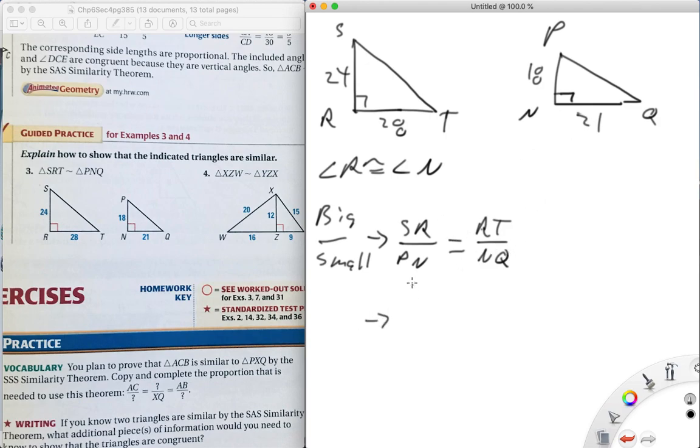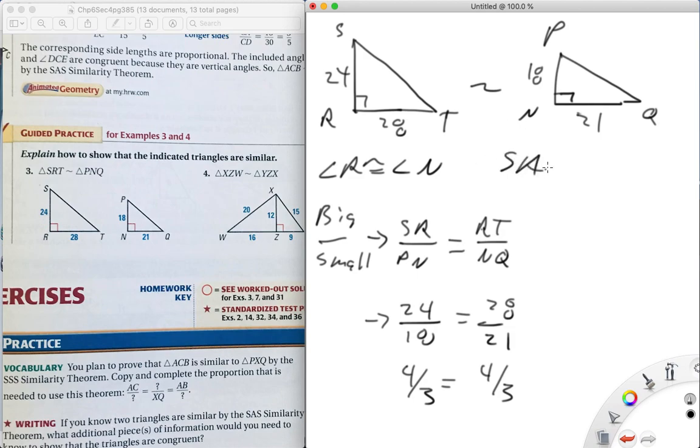And that gives me 24 to 18. And that gives me 28 to 21. And these should be the same. So this is 1 1/3, so 4/3. And this should be 4/3 too. And it is indeed 4/3. So they are the same. They are proportional. Therefore they're similar because of side angle side similarity.